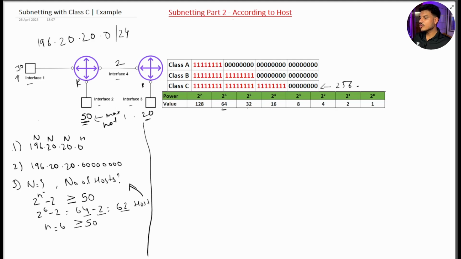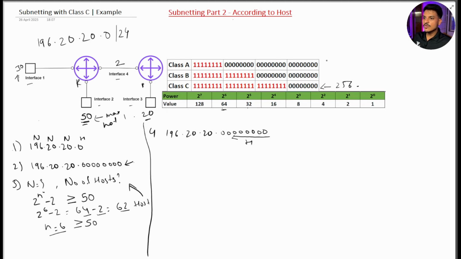Now in step 4, you have to write again this conversion into binary as it is, which is 196.20.20 and 8 times 0. Let me quickly write this. As our n value was 6, you have to take 6 bits from the host, from right to left. So this many bits will still be given to the host, and the remaining 2 bits will now be given to the network.